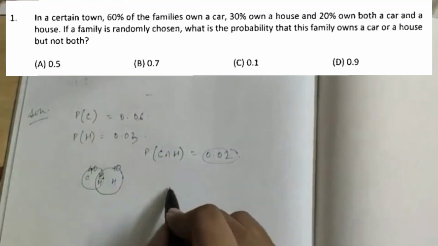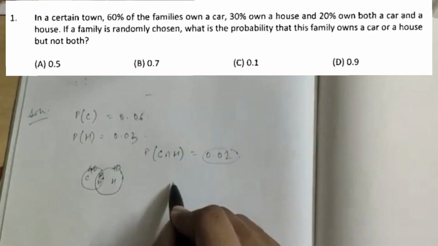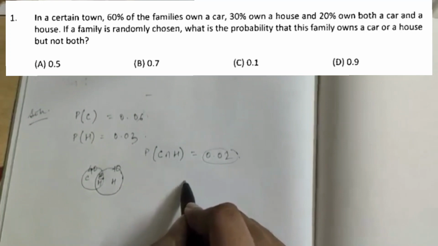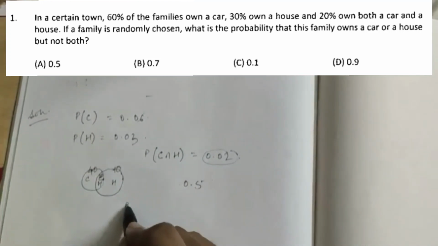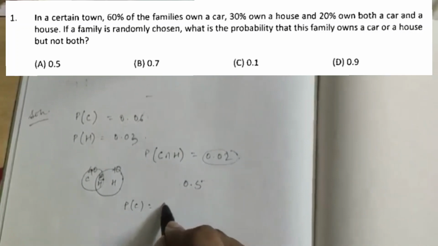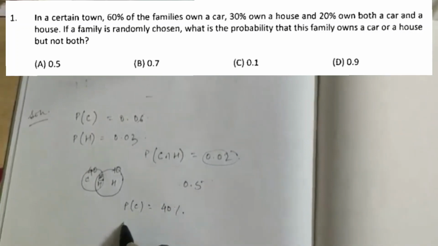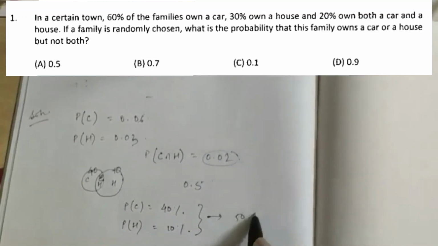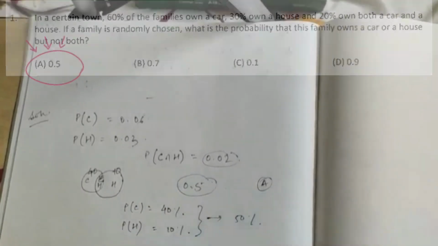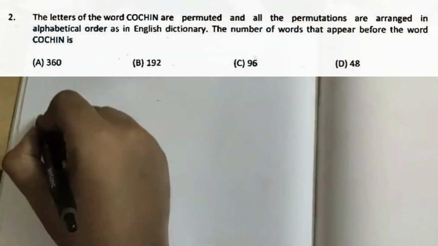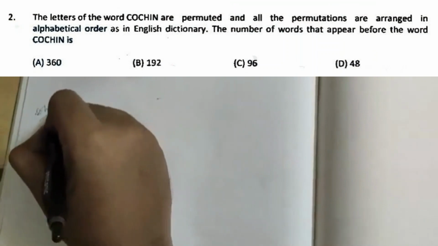So in the question the answer will be, what is the probability that the family owns a car or a house but not both? Then it will be 0.5, half, because only car is owned by 40% people and only house is owned by 10% people. So adding them it comes to 50%. So probability will be 0.5, option A. So you have to do these questions very fast.